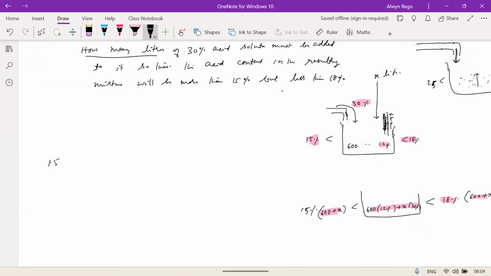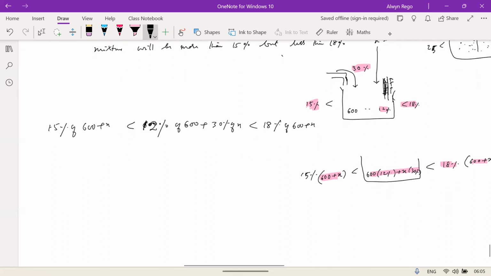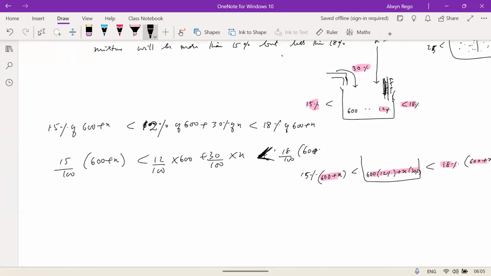I can say that 15% of 600 plus X is less than 12% of 600 plus 30% of X, which is less than 18% of 600 plus X. Remember, A% of B is the same thing as B% of A. So 15 out of 100 of 600 plus X is less than 12 out of 100 of 600 plus 30 out of 100 of X, which is less than 18 out of 100 of 600 plus X.